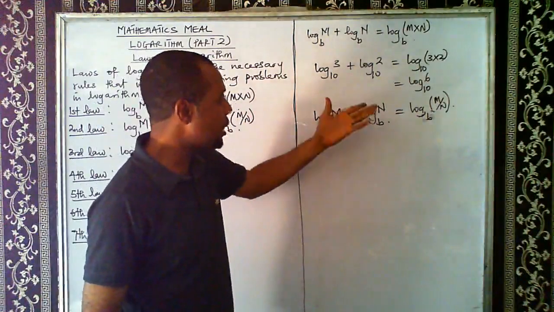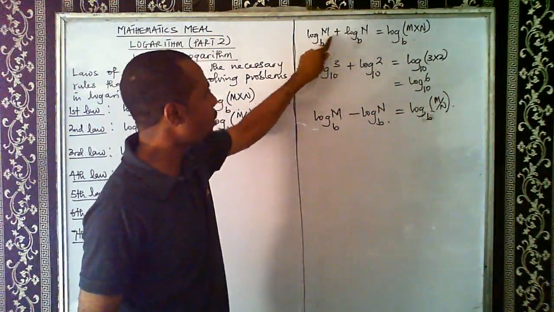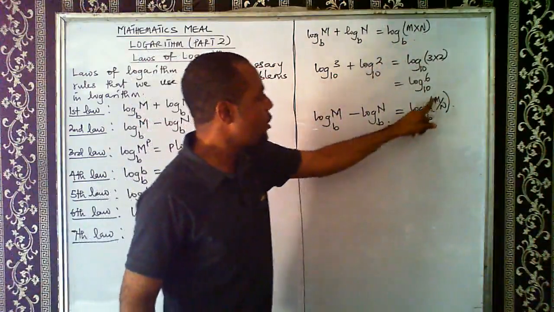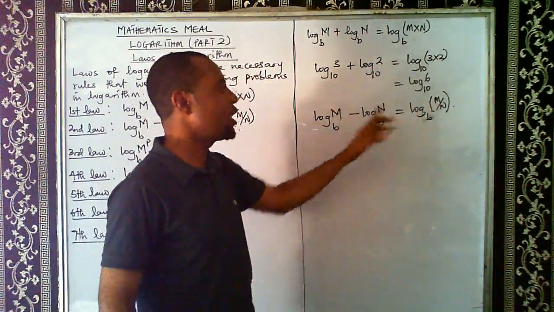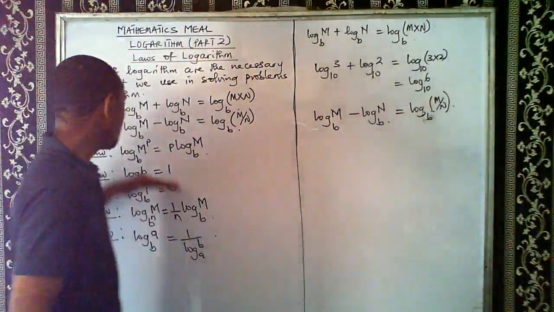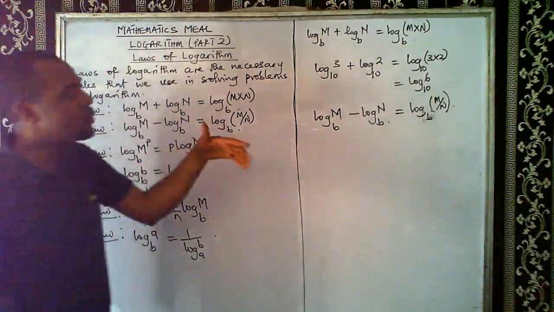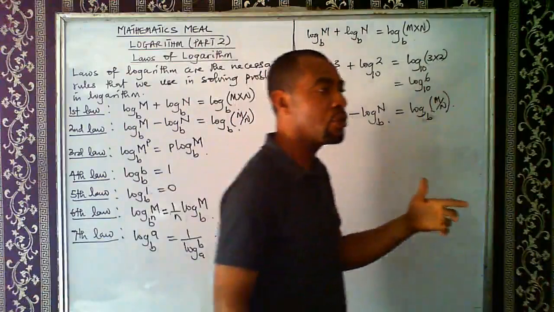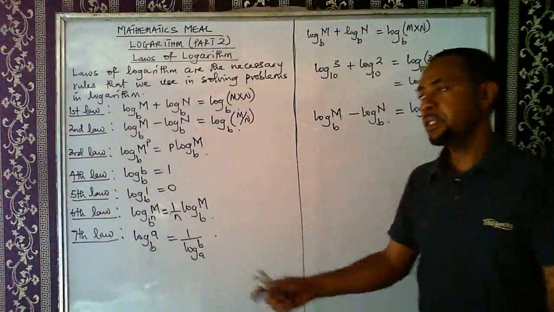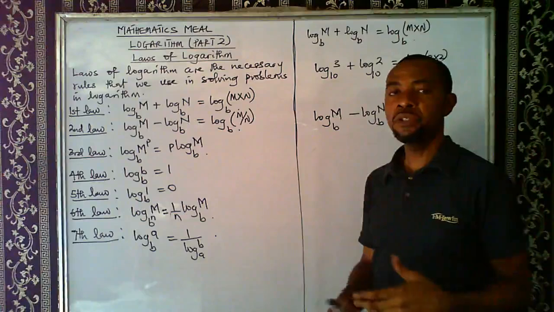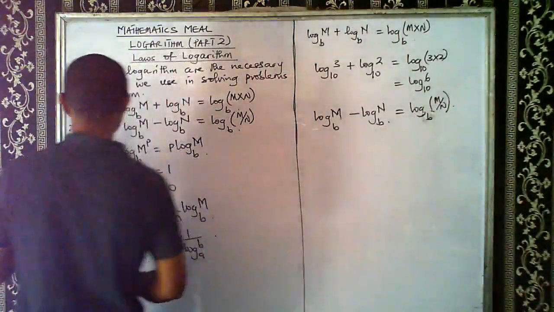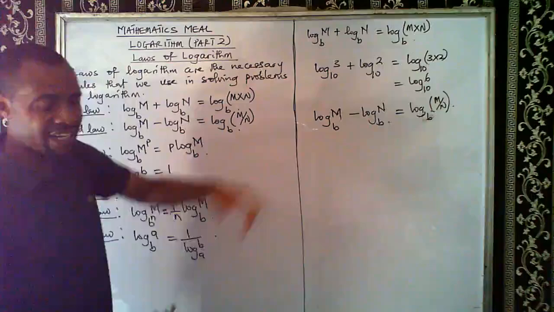Provided the bases are the same. The base here and the base here, they are the same. Addition, the same base: multiply the numbers under the base. Subtraction, the same base: divide. Use the second number to divide the first number. That's what the second law is saying. That's what we mean by this law. So that when we begin to simplify, because in the next video, our interest will be to simplify expressions and terms that contain logarithm. Okay, so that's the second law.